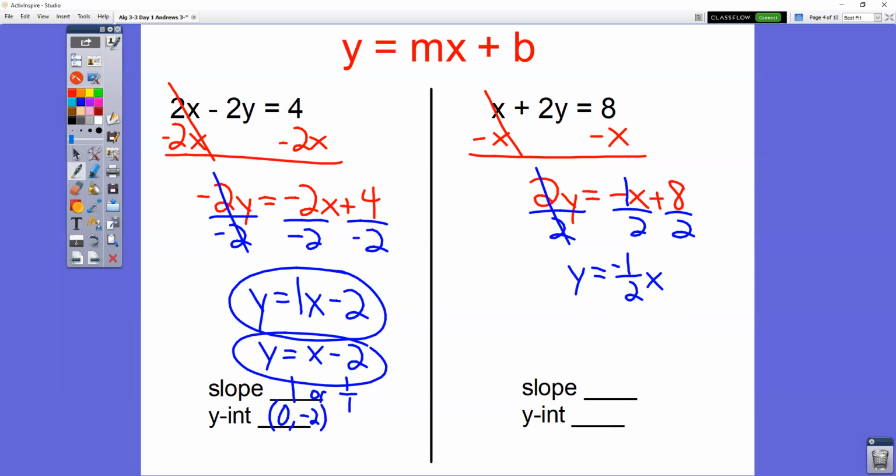So that 1 won't be there, but you have to put an x there. Sometimes it'll be just a positive x, and you'll have to divide it by 2. Technically, there's a 1 in front of it, so that would again become 1/2. 8 divided by 2 is 4. So our slope is negative 1/2, and our y-intercept is 0, 4.